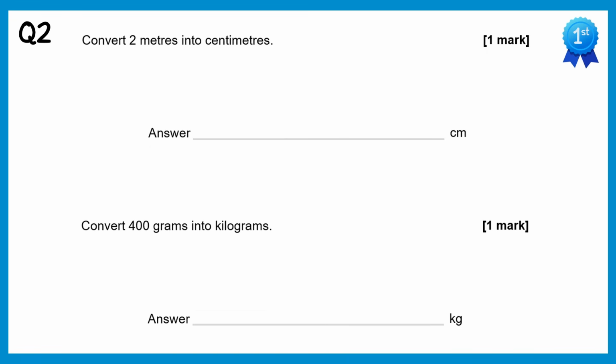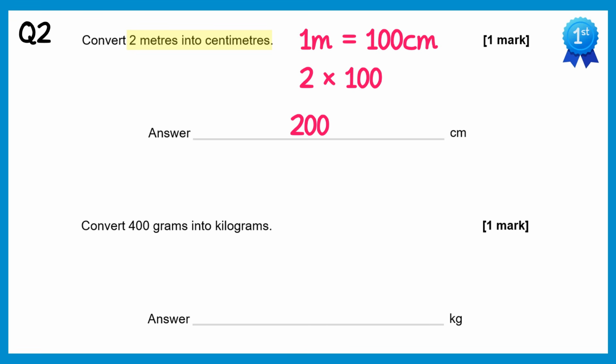For question 2, we need to convert 2 meters into centimeters. Now you should know that 1 meter is the same as 100 centimeters. So if we want 2 meters, we just need to multiply 100 by 2, so 2 lots of 100 is 200 centimeters. For the next part of this question, we need to convert 400 grams into kilograms.